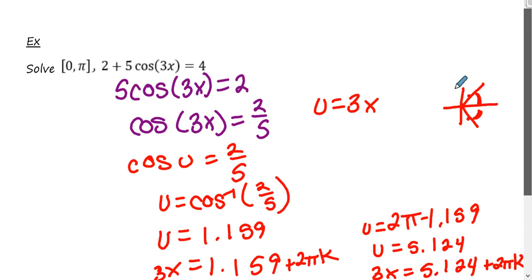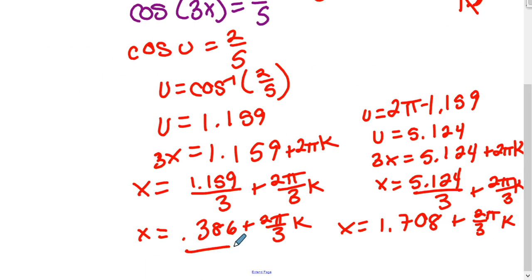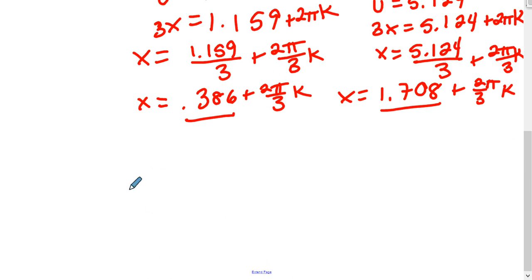And my value has to be between 0 and pi. So this value is between 0 and pi. This value is between 0 and pi. Remember, pi is 3.14. So now I have to type this into my calculator and add it and see if I'm still under pi. Because if I am, I have to list that as well. And I am. So therefore, it's 0.386.